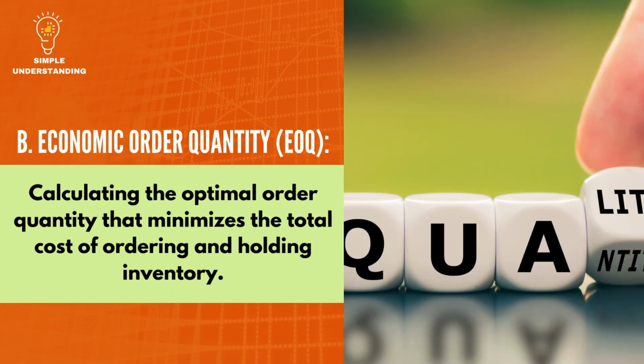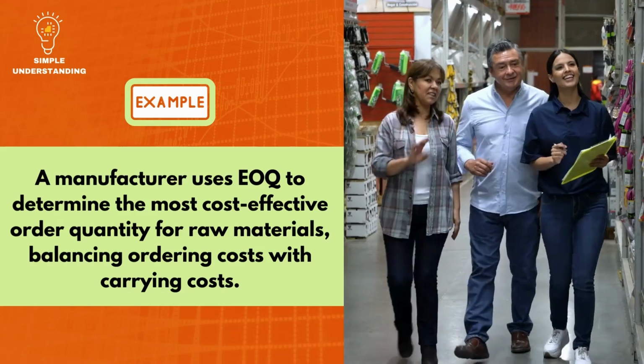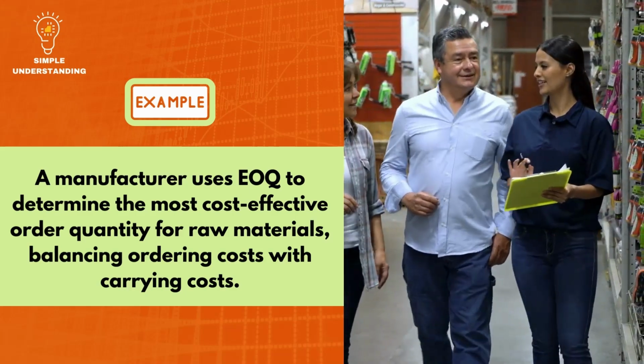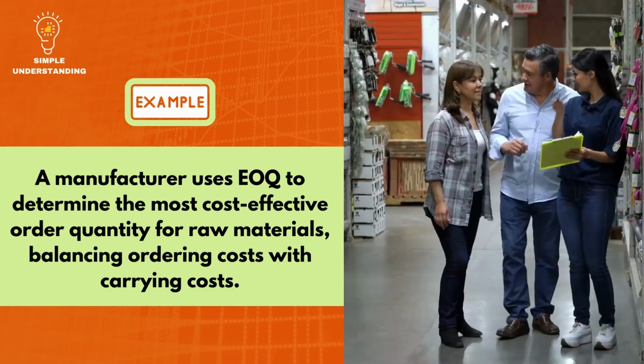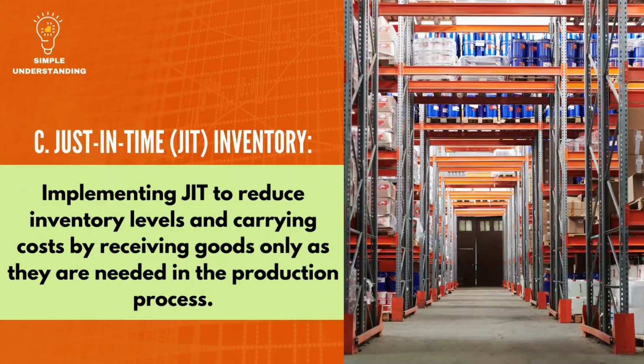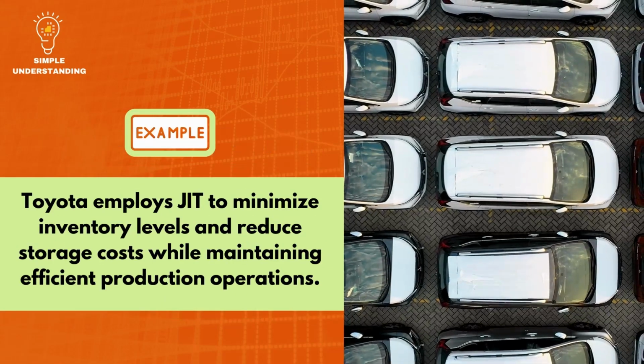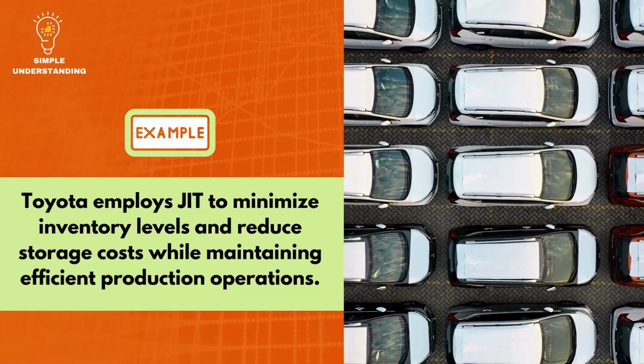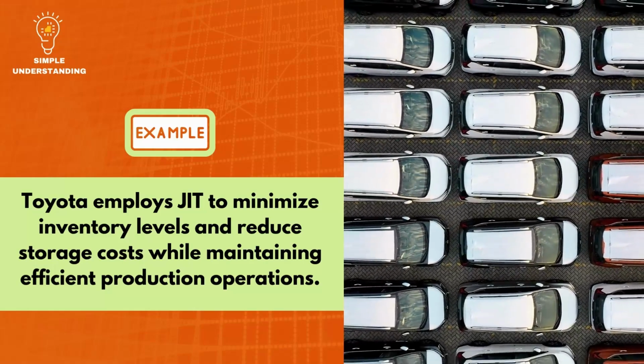B. Economic order quantity, EOQ. Calculating the optimal order quantity that minimizes the total cost of ordering and holding inventory. Example. A manufacturer uses EOQ to determine the most cost-effective order quantity for raw materials, balancing ordering costs with carrying costs. C. Just-in-time, JIT, inventory. Implementing JIT to reduce inventory levels and carrying costs by receiving goods only as they are needed in the production process. Example. Toyota employs JIT to minimize inventory levels and reduce storage costs while maintaining efficient production operations.